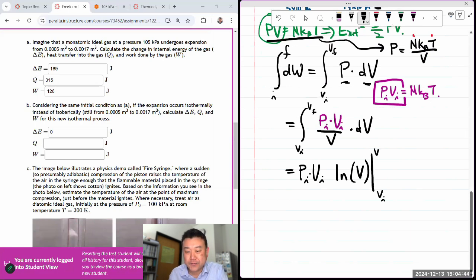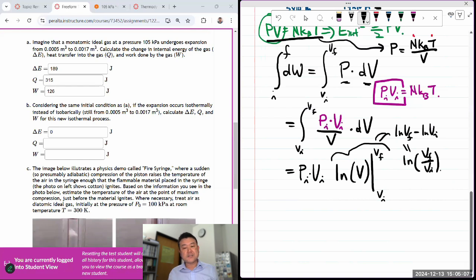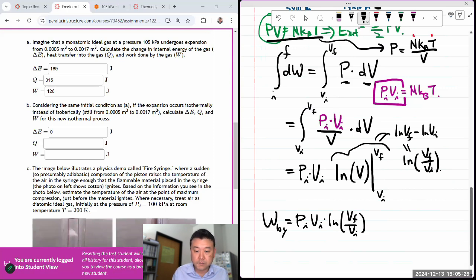Integrated from Vi to Vf, those are my limits. So just quickly working this portion out, it's technically ln V final minus ln V initial. With the help of the logarithm algebra, I can rewrite this as the natural log of V final divided by V initial. That makes things nicer because then I don't have to figure out what is the natural log of meter cubed. Meter cubed cancels out. So the answer here should be Pi times Vi times the natural log of V final divided by V initial. This should be the work done by gas.